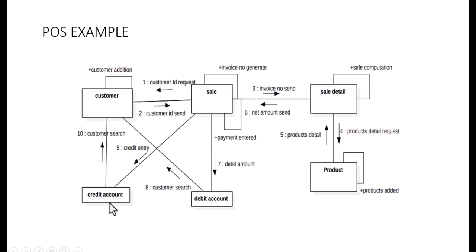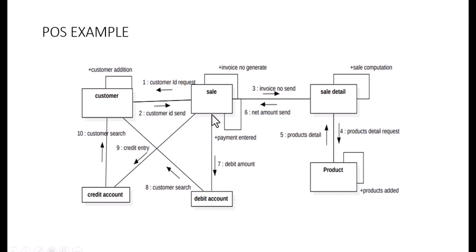So we have two different objects for the accounts belonging to our accounts. One is the credit account, one is the debit account object. Similarly, when a customer comes and gives you some money, you can directly add the customer amount that is paid by the customer. For that you will search for the customer, so it will send a message to the customer to check whether this customer exists or not. If it exists, the credit will be entered, else it will not be entered.